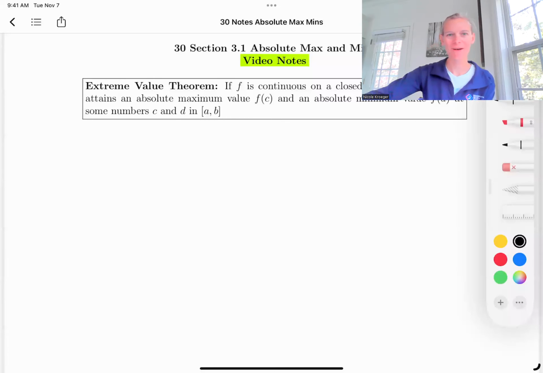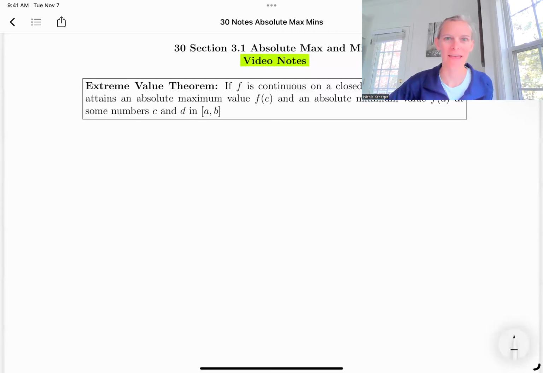We're going to keep talking about maxes and mins, and today we're going to focus on absolute maxes and mins, and then next class period we'll talk about local maxes and mins. So we know from last class that we expect maxes and mins to occur at critical points, so places where the derivative does not exist or is zero. And today we're going to talk about absolute maxes and mins on closed intervals.